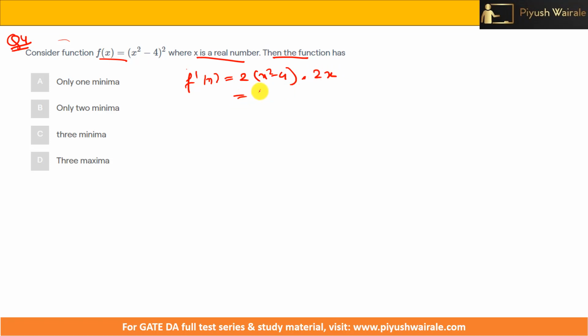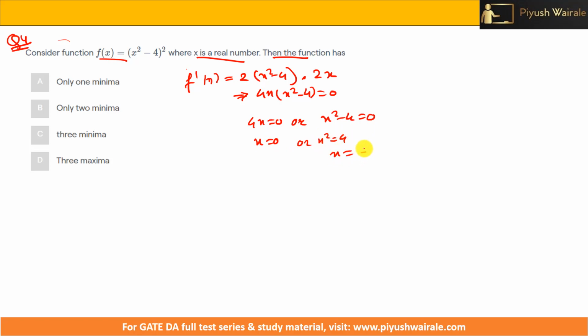So just simplify it. 4x into x square minus 4 equals to 0. We have to equate f dash of x to 0, right? So if I just say that 4x equals to 0 or x square minus 4 equals to 0, that means x equals to 0 or x square equals to 4.